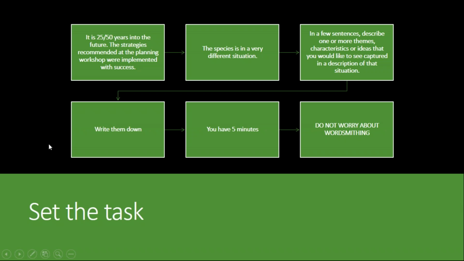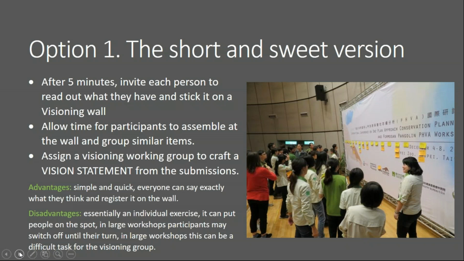And after 5 minutes, invite each person to read out what they have and stick it on a visioning wall. And then everyone can go to that visioning wall and group similar items. And then a smaller group can be given the job of crafting that statement from the submissions. The advantage of this really is that it is simple and quick, and everyone can say exactly what they think, and they can see it put on the wall, so everyone feels included in that process.